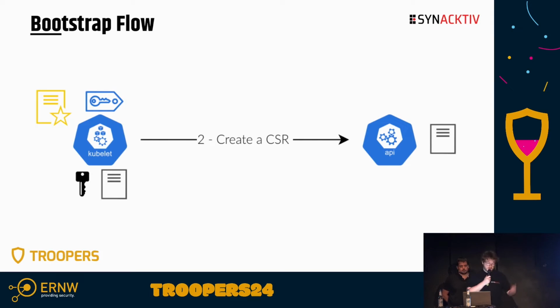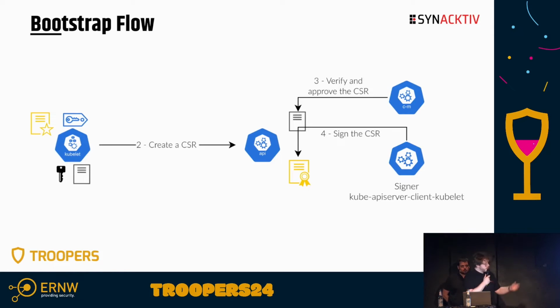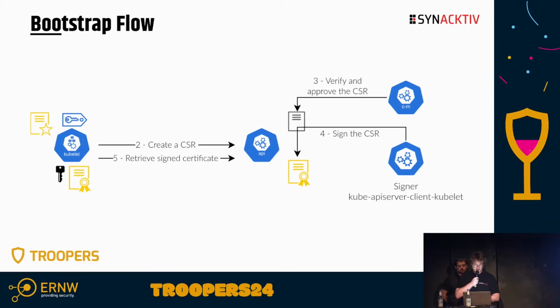It will create a private key and a CSR, and send the CSR to the API server. There, the controller manager will verify that it is a valid kubelet certificate and that you have the special permission for it to be auto-approved. If so, it will approve the CSR. It will be signed by the signer, the kube-apiserver-client-kubelet signer, and the kubelet will be able to retrieve this certificate, use it, and start working.